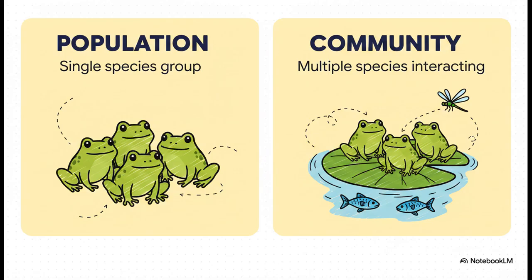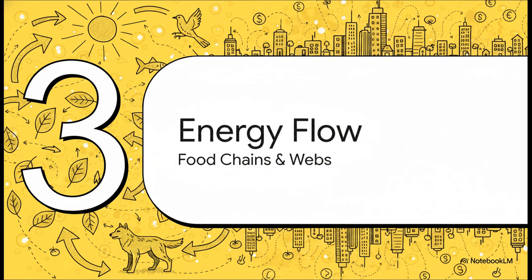They share that pond with fish, insects, and lily pads, and when you group all those different populations living in that specific habitat together, that whole group is what we call a community. Moving right along to Section 3, food chains and energy.